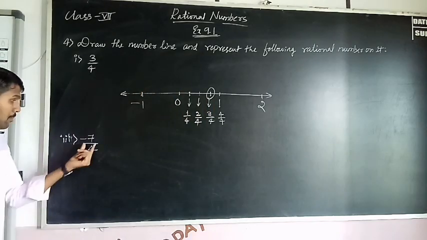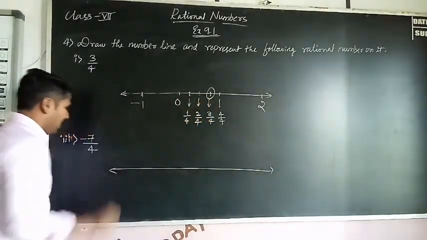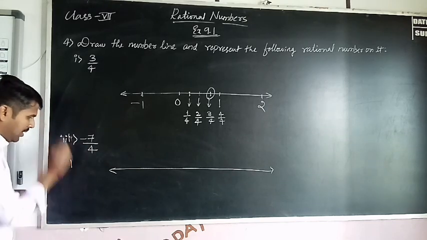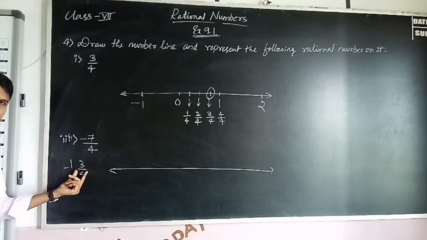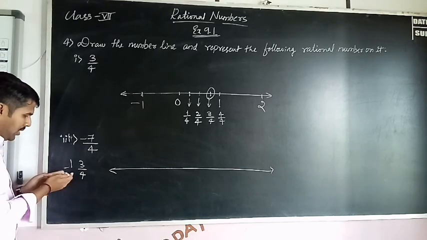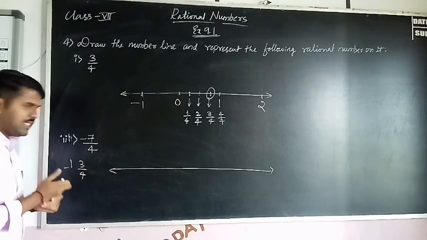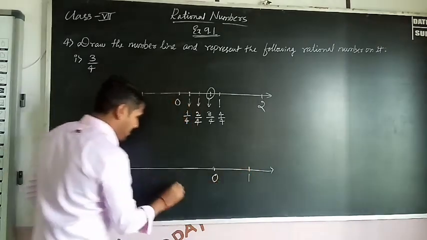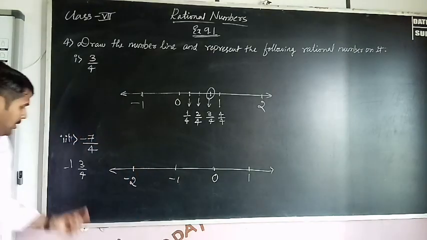Third one: minus 7 by 4. First draw the number line. This number is in between which numbers? This is improper, so first convert it. 3 by 4 is in between 0 and 1, but here minus 1 is there, so it is in between minus 1 and minus 2. Why? Because it is greater than minus 1, isn't it? So here this is 0, this is 1, this is minus 1 and this is minus 2.